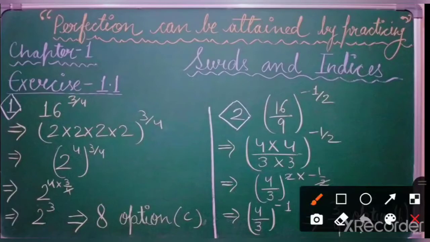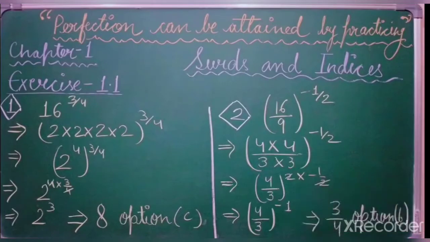16 by 9 to the power minus 1 by 2. You do not need to touch the exponent, just see the base. 16 can be written as 4 into 4 and 9 can be written as 3 into 3, which is 4 by 3 to the power 2 multiplied by minus 1 by 2. And when you cancel out 2 and 2 in the power, you will get 4 by 3 to the power minus 1. Because the power is minus 1, you will change the position of 3 and 4, the numerator and denominator. You will get 3 by 4, option B as your correct answer.